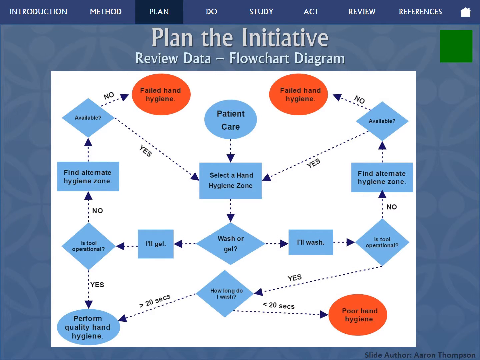Part of our plan involves reviewing data that identifies the current process. The flowchart diagram shows us the process as it currently is. Notice that in red, some trails lead to poor outcomes. The flowchart allows us to see areas where we can improve upon a process. Education and tool access appear to be some of the highest risk areas that are identified by the flowchart.